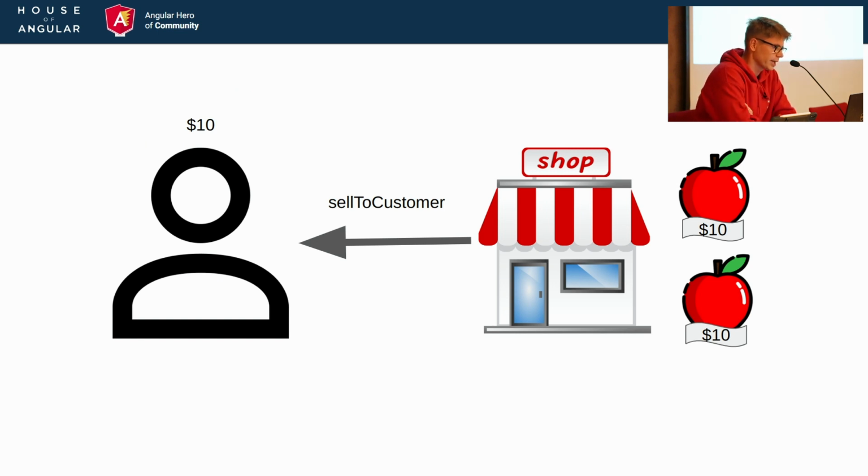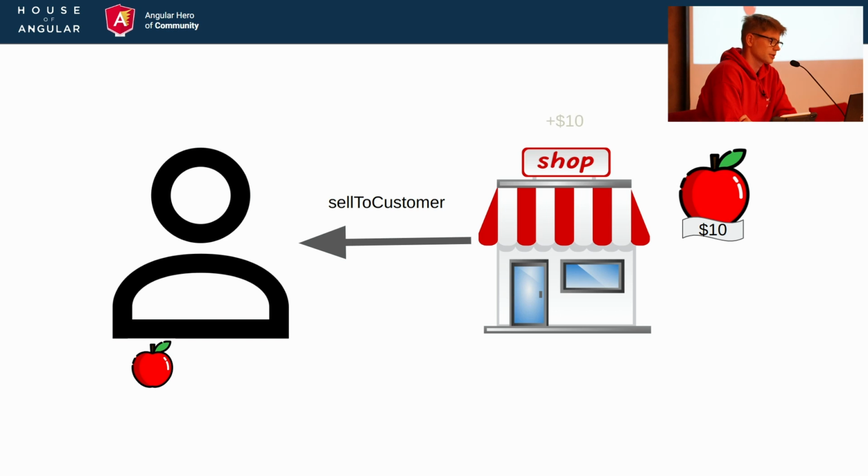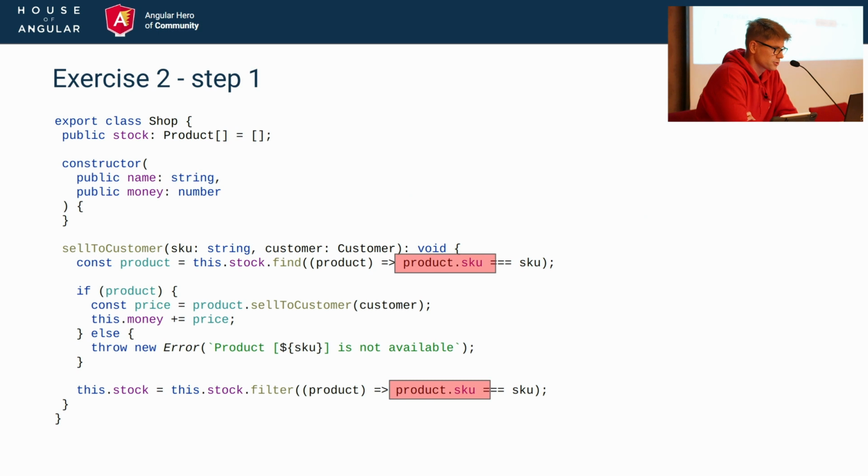So let's make a little bit more complex example. Let's add a shop to our application. Currently, the customer will be able to buy the products in the shop. So the shop can sell the items to the customer. And the behavior behind this will be that the customer pays the money. So we subtract the money, we get an apple, and the shop has plus $10, but it has one less apple. Let's introduce the shop object here.